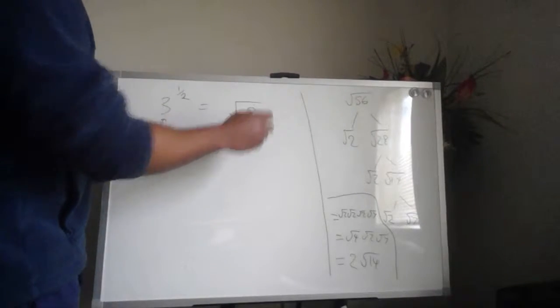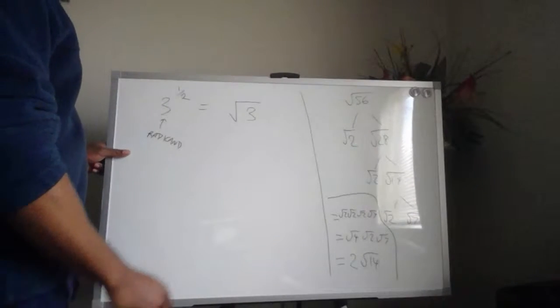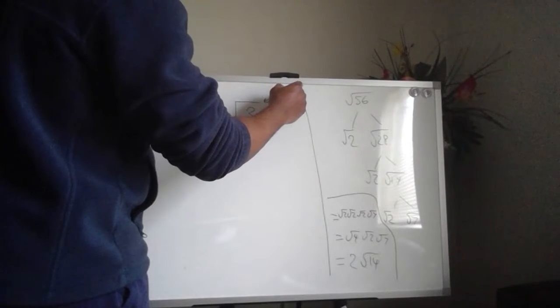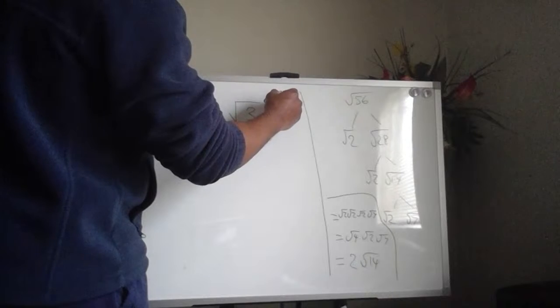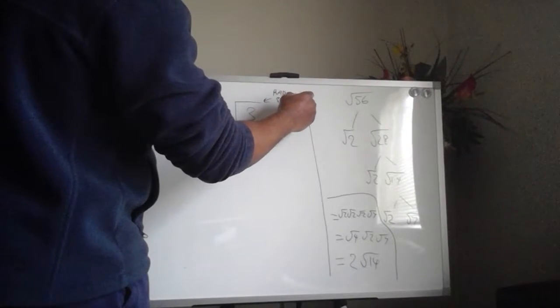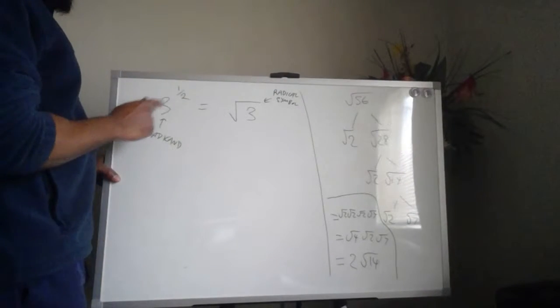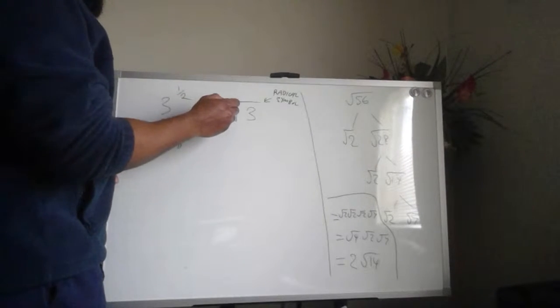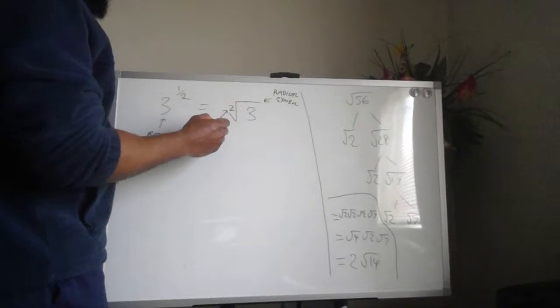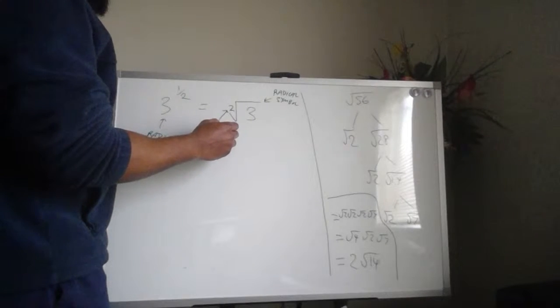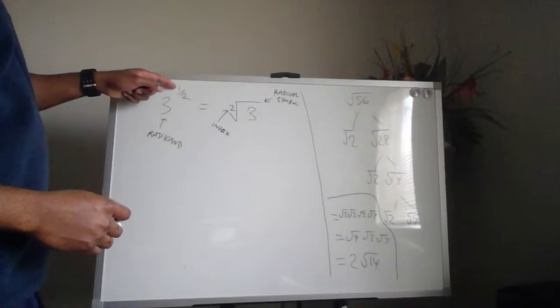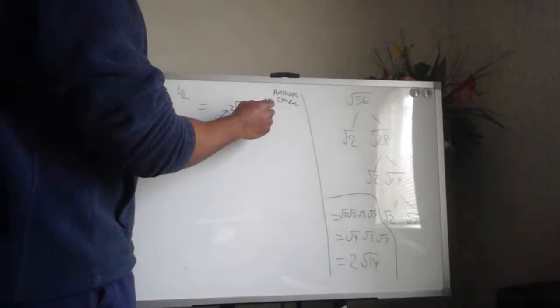So the radicand is going to go right here. This symbol right here is called your radical, the radical symbol. This 2 is going to go right here, and that 2 is called your index. And this one is going to go right here.